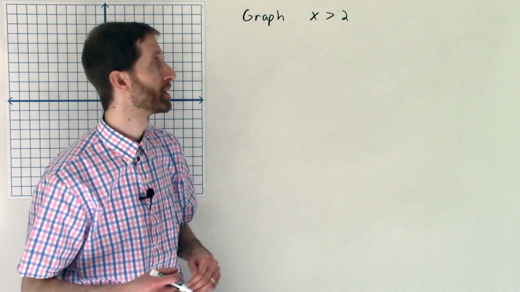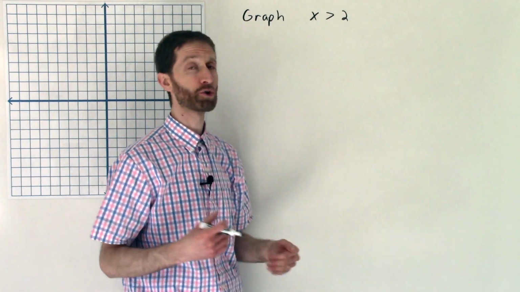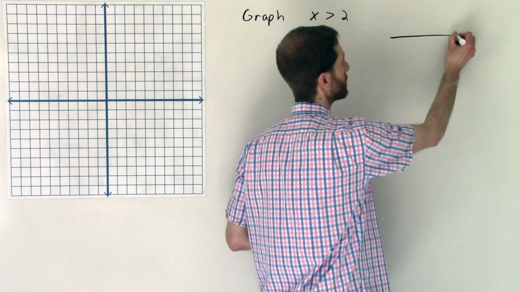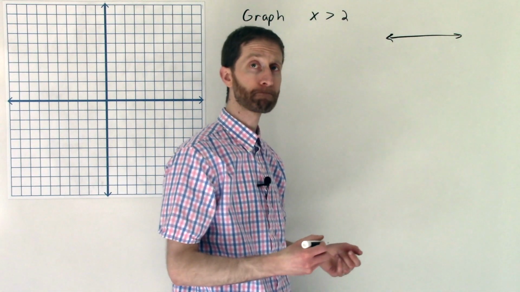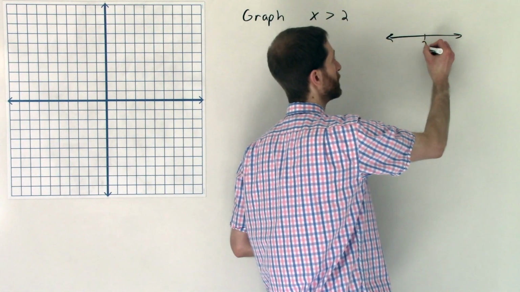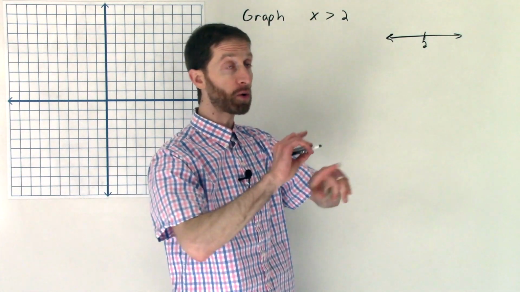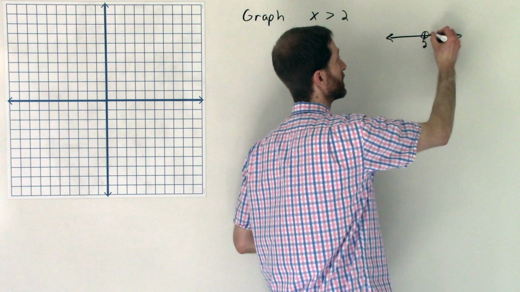Let's jump into it. So you were told to graph x is greater than 2. Now normally in a single dimension, x is greater than 2 is not a problem. You got your horizontal line. You've got the value of 2 that you put on the number line. And then you do an open circle because we don't include 2 and shade to the right.